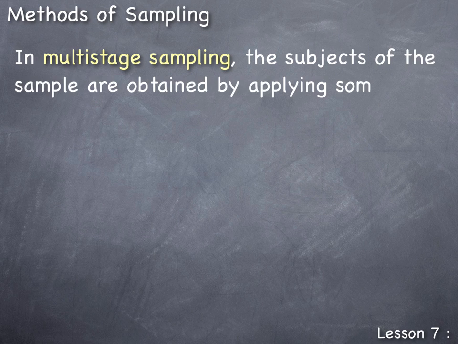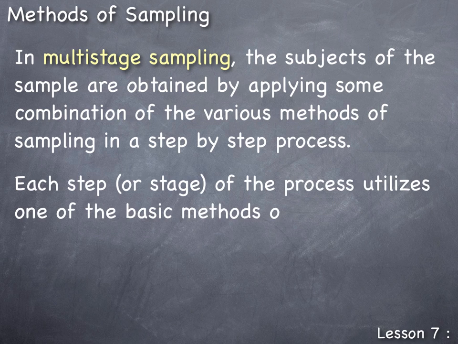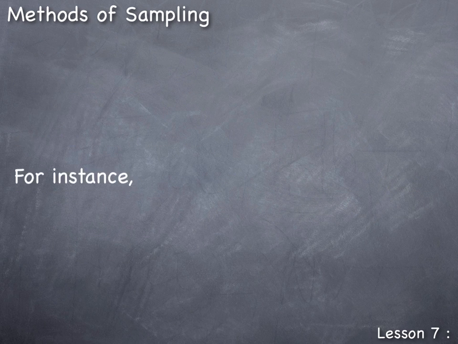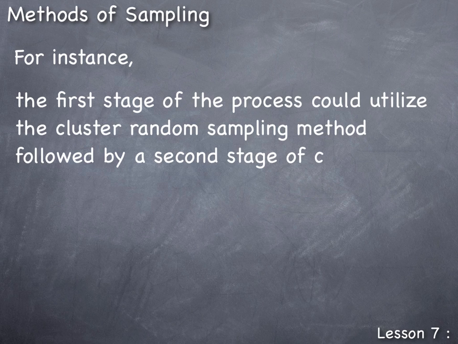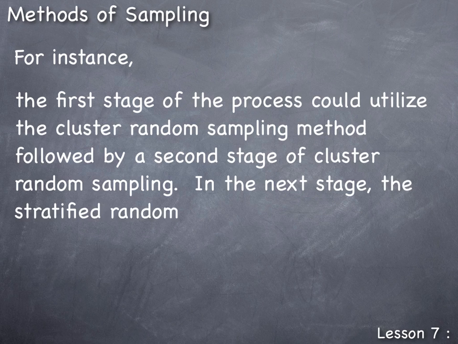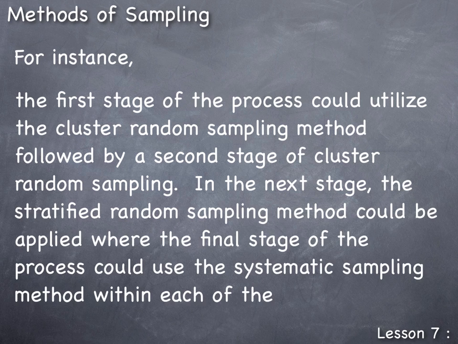In multi-stage sampling, the subjects of the sample are obtained by applying some combination of the various methods of sampling in a step-by-step process. Each step or stage of the process utilizes one of the basic methods of sampling. For instance, the first stage of the process could utilize the cluster random sampling method, followed by a second stage of cluster random sampling. In the next stage, the stratified random sampling method could be applied, where the final stage of the process could use the systematic sampling method within each of the strata.